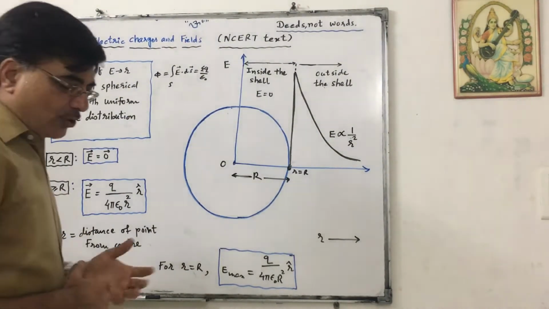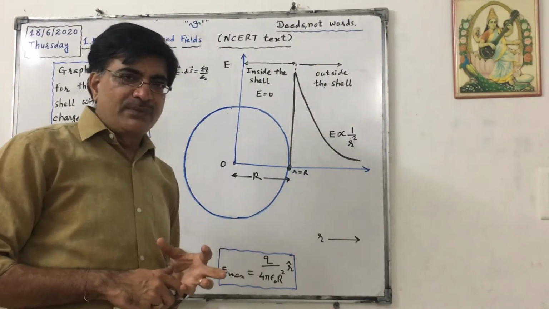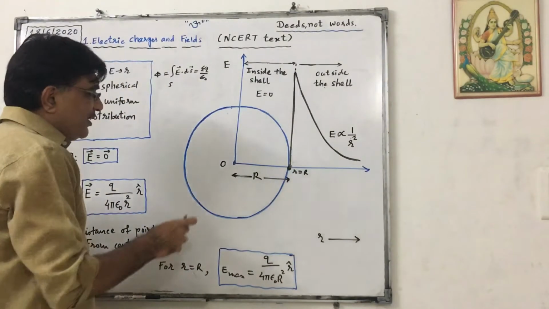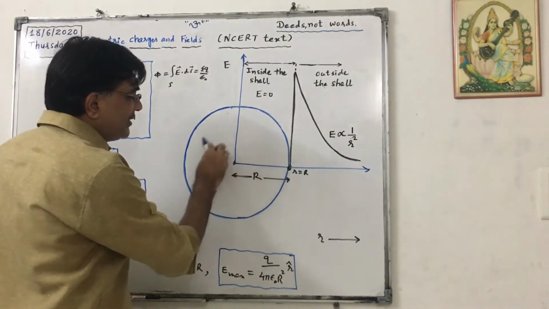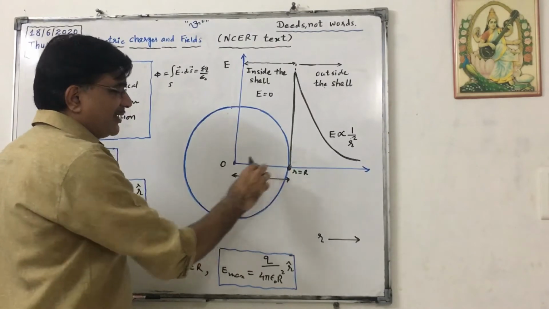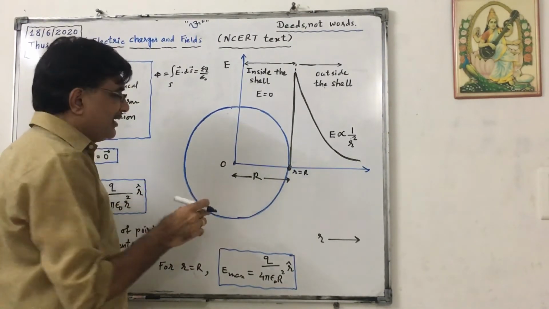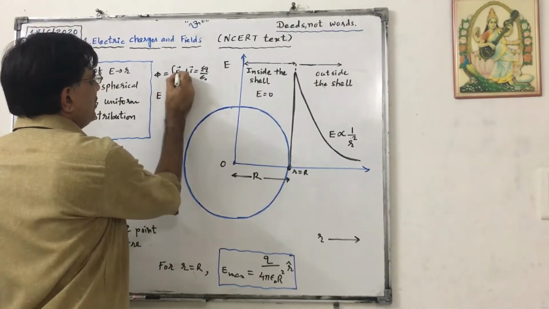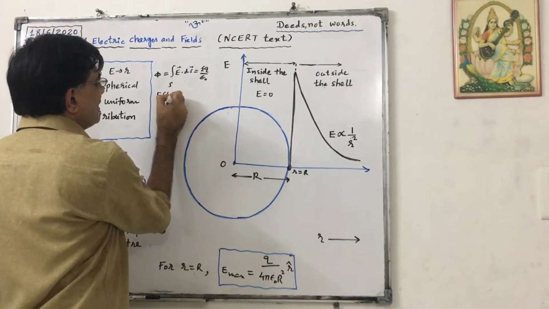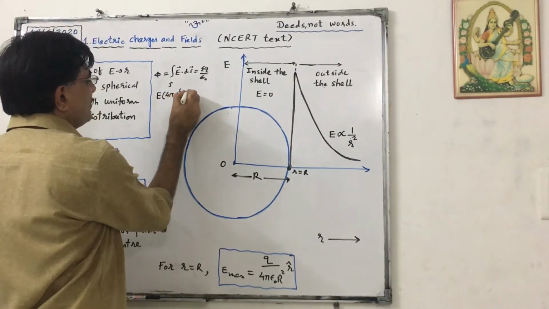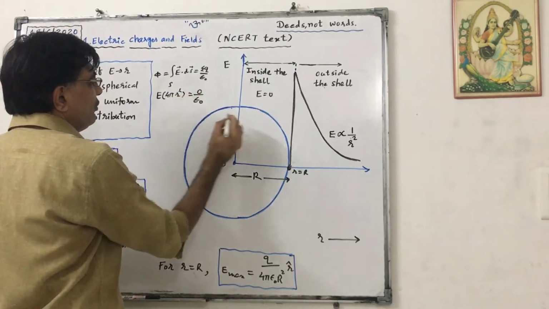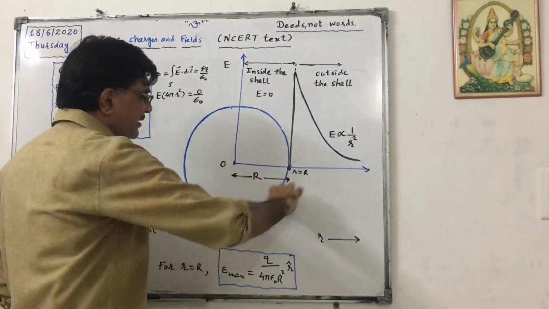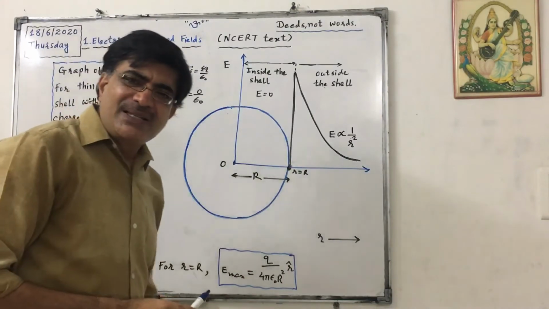In order to prepare a graph, we must have the formulae. If you remember, if we consider any point inside the shell, then the Gaussian surface will be enclosing zero charge. So E into 4 pi r square, we know that area is 4 pi r square, equals 0 upon epsilon naught, and we will obtain E as 0. So at all the points inside the shell, electric field is 0.